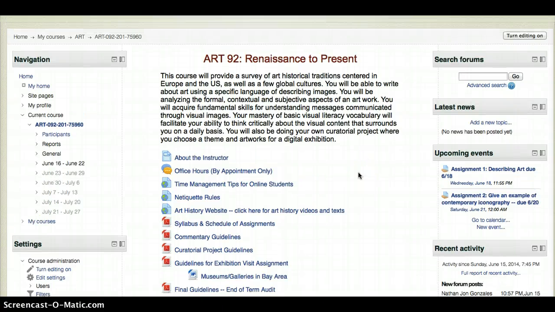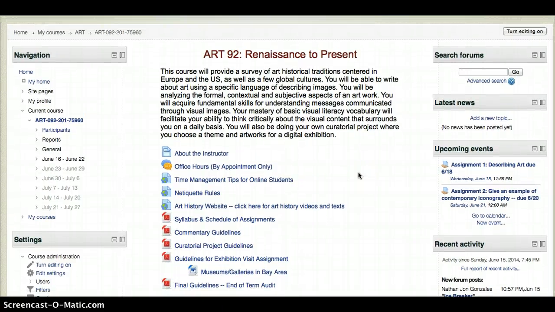So hopefully you've been able to log on to Moodle, and this is what our page looks like. A brief introduction about what we're going to be doing, some information about me so you can know more about your instructor. I have office hours here. If you can email me and we can schedule a time to meet on this live chat room so we can kind of talk in real time.